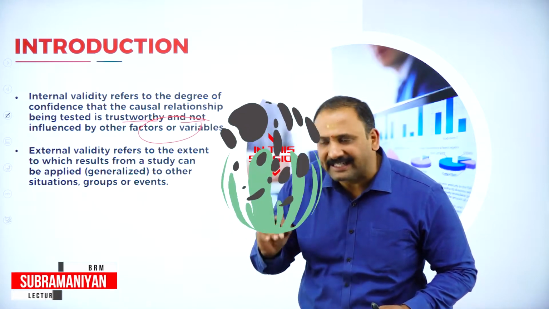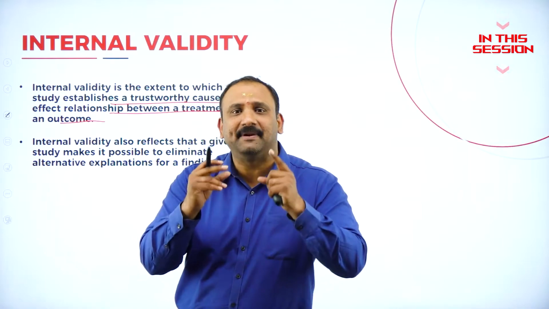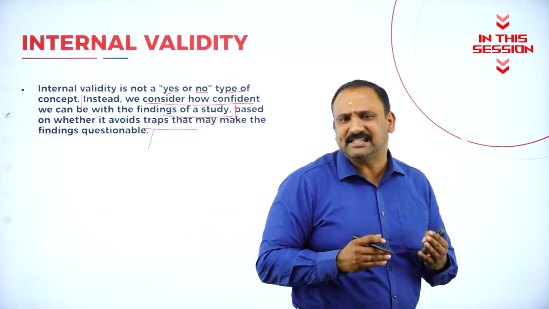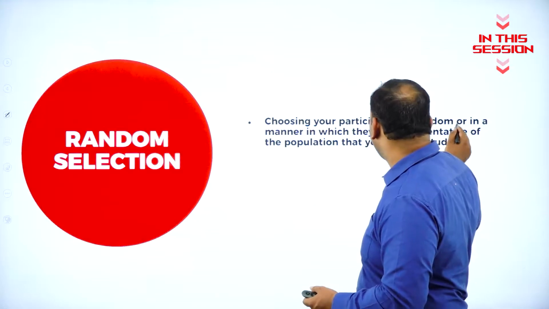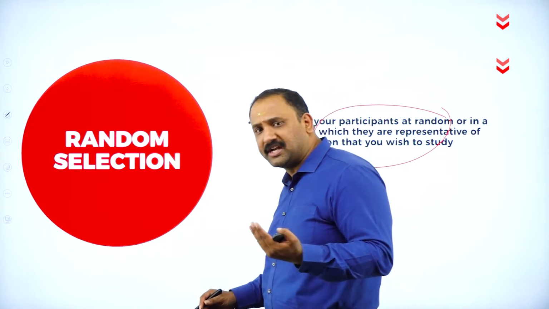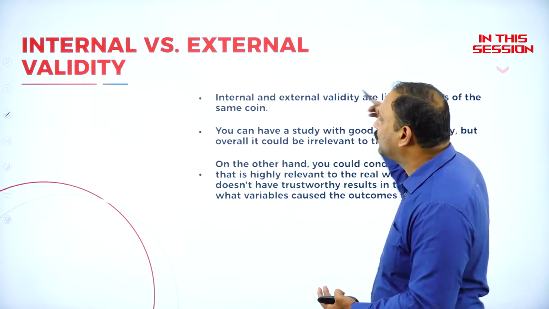Internal validity refers to the degree of confidence. Why things are happening in this particular manner. That is very, very important for us to understand. What is the real problem? Why is the cause of this problem coming into picture? Choosing your participants at random in a manner which they represent the population that you wish to study. When you start studying internal versus external, they are like two sides of the coin.